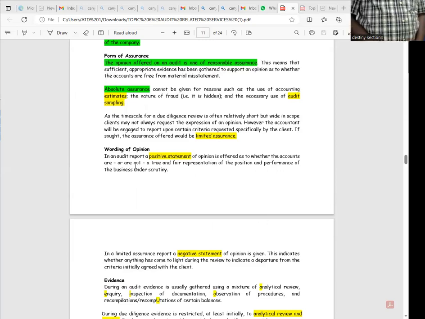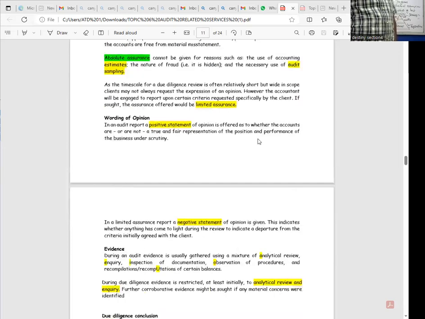As the timescale for a due diligence review is often relatively short, but wider in scope, clients may not always request the expression of an opinion. However, the accountant will be engaged to report upon certain criteria requested specifically by the client. If sought, the assurance offered will be limited assurance.